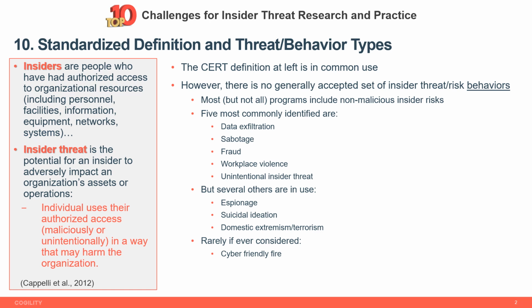Besides the 5 major threat types commonly identified as data exfiltration, sabotage, fraud, workplace violence, and unintentional insider threats, we may wish to distinguish threats of espionage, suicidal ideation, and threats posed by domestic extremists or terrorists, such as acts of political violence. I also listed here an obscure type of internal threat or risk that I've referred to as cyber-friendly fire. All these types of internal threats and risks are shown in a big picture diagram that I developed about a decade ago.